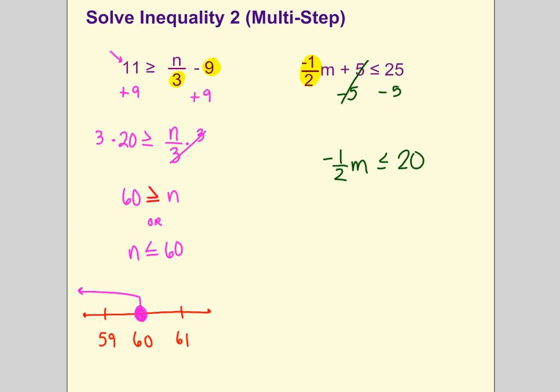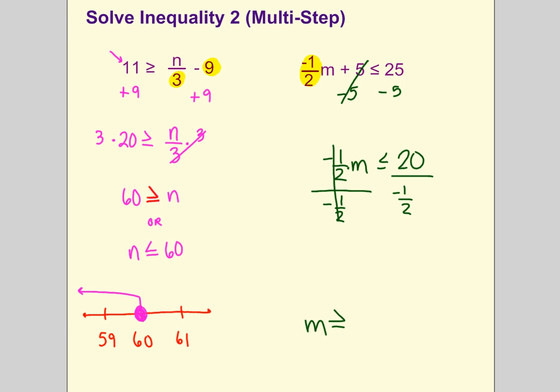Now this negative 1/2 is being multiplied by m. The opposite of that is to divide both sides by a negative 1/2. So we just divided both sides of the inequality by a negative number. That is the part that flips the inequality. So now m will be greater than or equal to some value.